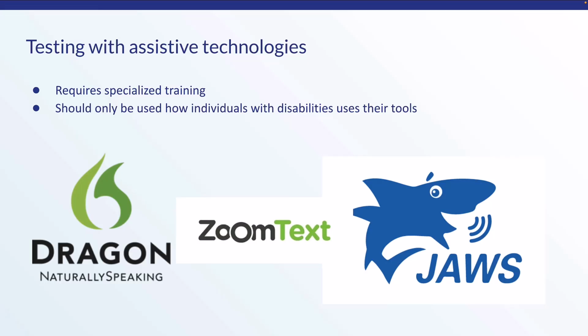Let's end this training with focusing on testing with assistive technologies. These tools require specialized training, and they should only be used how individuals with disabilities use their tools. So this means it's very important to understand tools like Dragon Naturally Speaking, Zoom Text, and JAWS are popular tools that people with disabilities use to access government sites. If you are interested in learning more about these specialized trainings, reach out to the Montgomery County Accessibility Team, and more documentation is being made available.